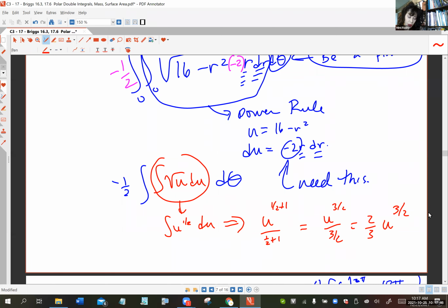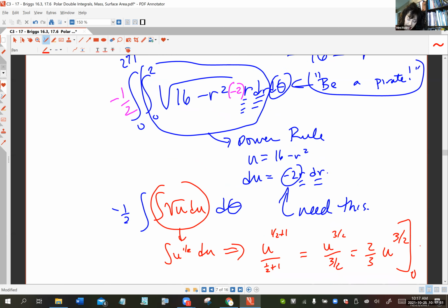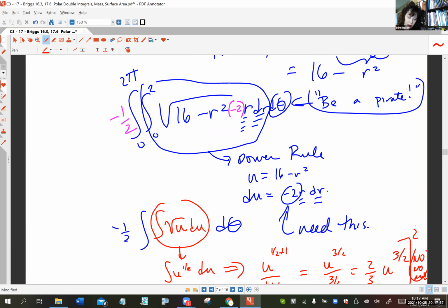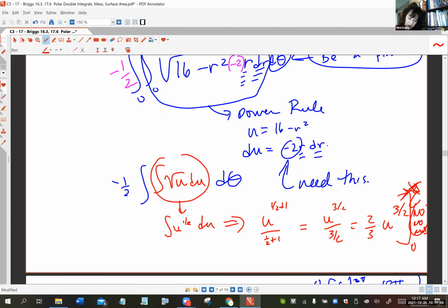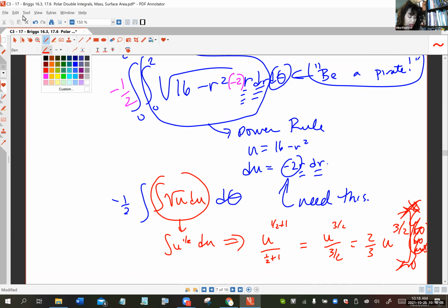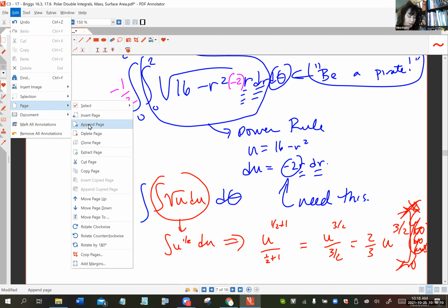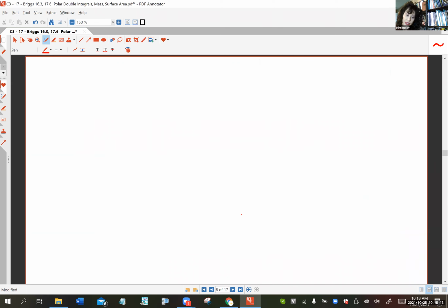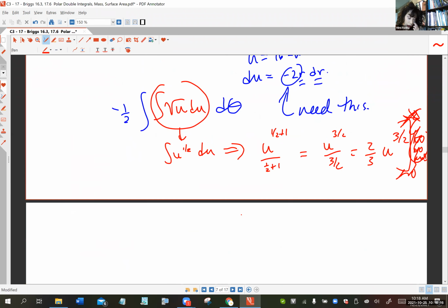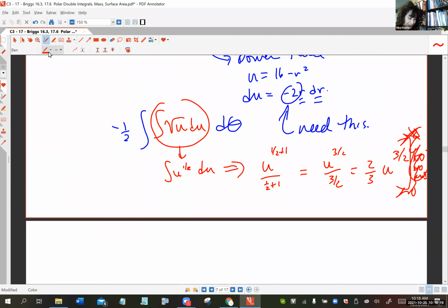Okay, now be careful because you do not want to do the following. Do not evaluate 2/3 u to the 3/2 between 0 and 2. No, no, no. Why not? Because the 0 and 2 limits have to do with r, not what u is doing. So you have to be really careful because I've seen students do this where they accidentally forget to back substitute for u, and they start plugging in the limits right away. And that kind of silly mistake is going to get you in a world of hurt, okay?